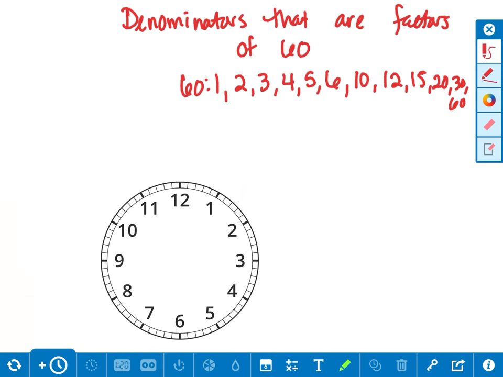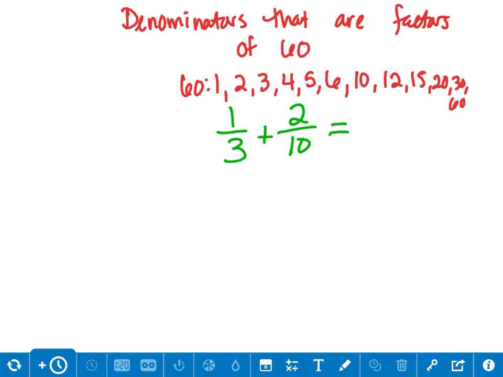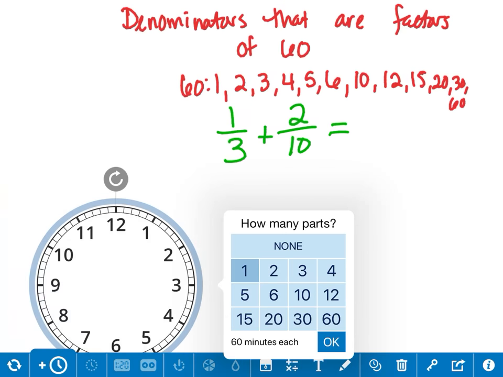So our addition problem is going to be, let's go green, we'll do 1/3 plus 2/10. Okay, so I have my first clock here. I'm actually going to get rid of it because I want to split it into parts. So I'm going to add a clock with fractions, and now it asks me how many parts.